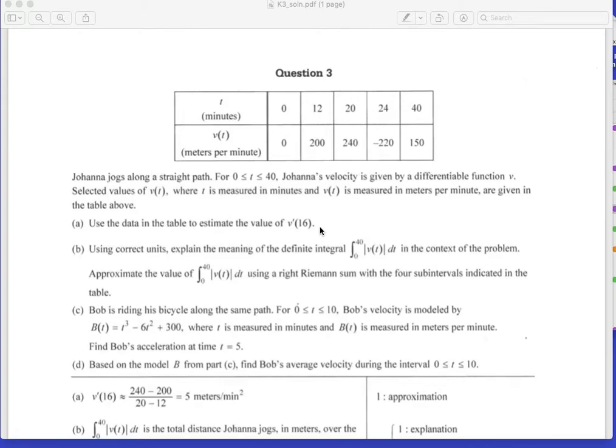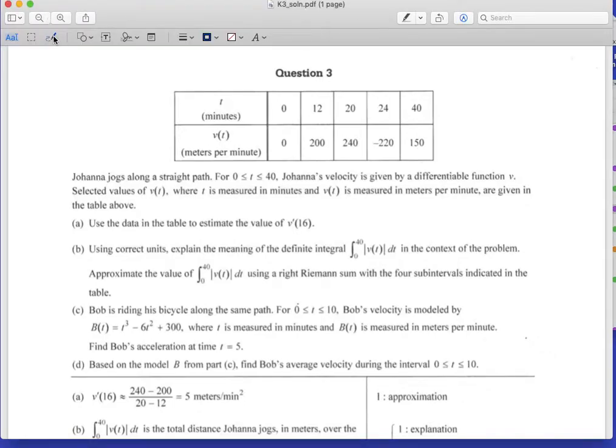Here is the solution to K3. Johanna jogs along a straight path. We're given a table with her velocity data for that jog, and they want us to use the data in the table to estimate the value of v prime of 16.